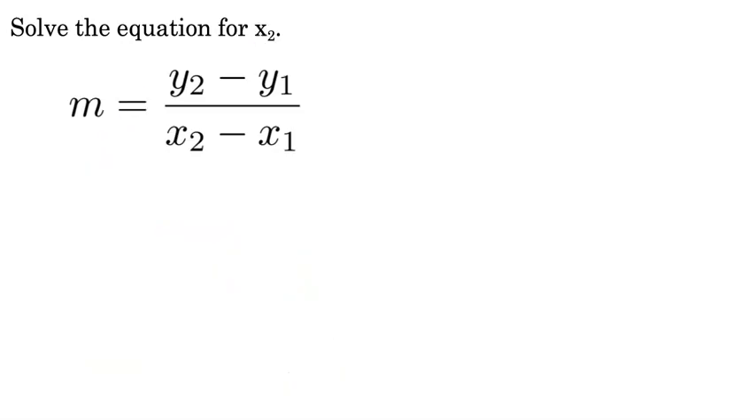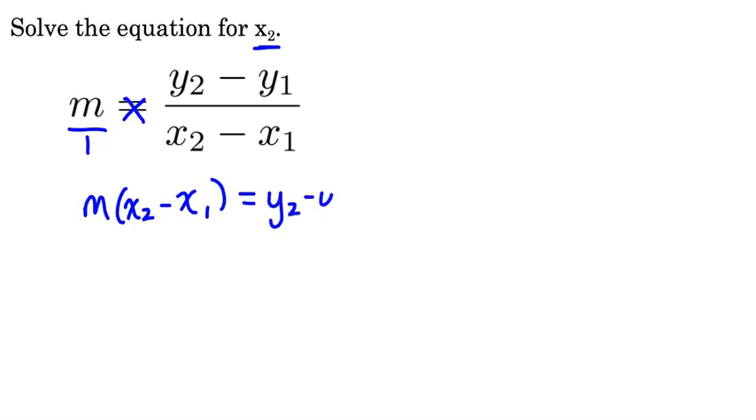Now let's take that same slope formula but solve for x sub 2 instead of y sub 2. X sub 2 is in the denominator, so that may change our approach as we go through this, but we can start the same exact way, m over 1 and cross multiply. So we have m times x sub 2 minus x sub 1 equals y sub 2 minus y sub 1.